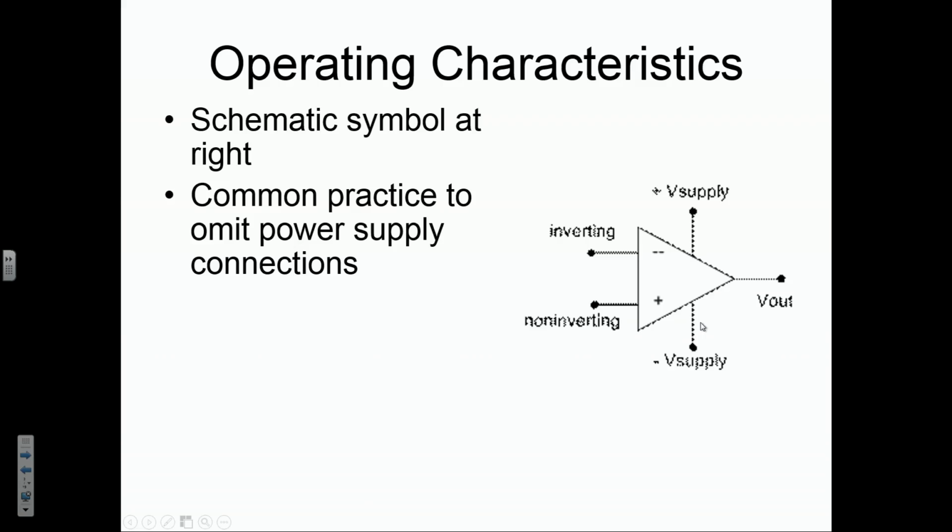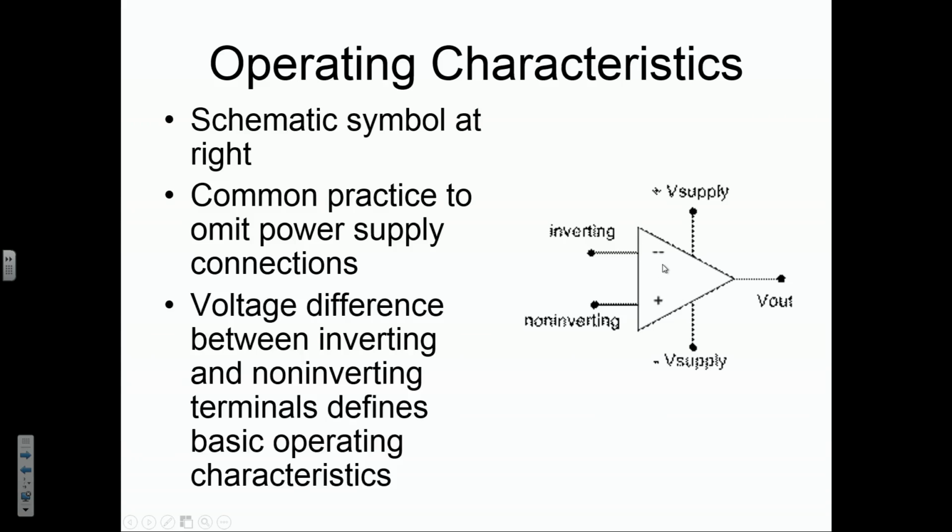And it's common practice to omit the power supply connections in diagrams, so typically, those dotted lines there, you won't see them. You'll just see the 2 inputs and the 1 output. It's also important that you've always got your minus and plus signs denoted so you know which is your inverting and which is your non-inverting input. So the voltage difference between the inverting and non-inverting terminals defines the basic operating characteristics.